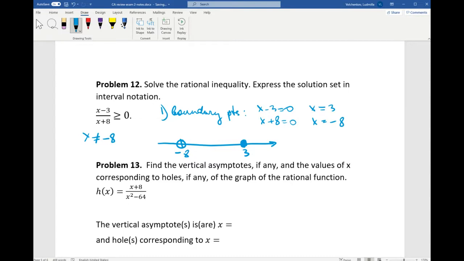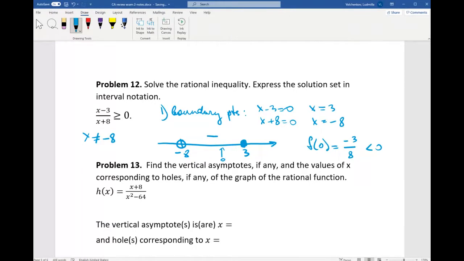Okay, and now determine the intervals, the sign of f of x at every interval. Let me start with f of 0. So the first test point, 0. F of 0 is -3/8, which is less than 0.